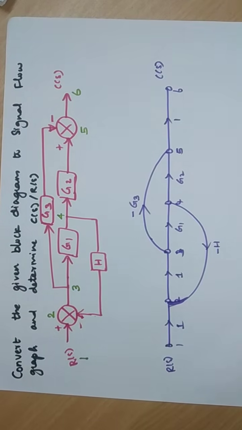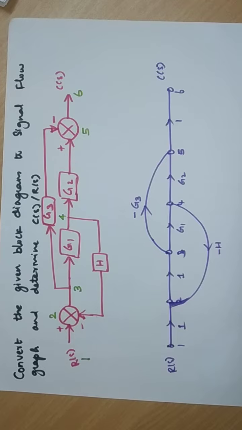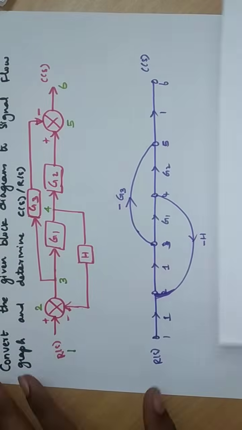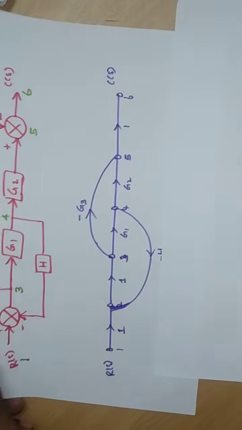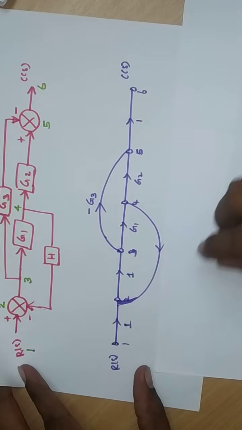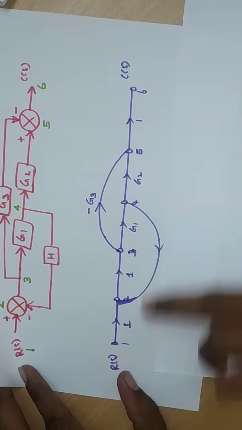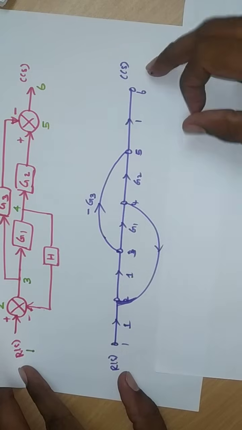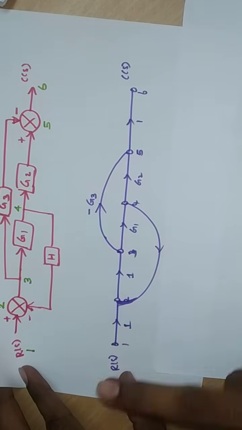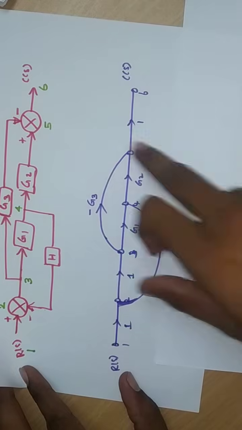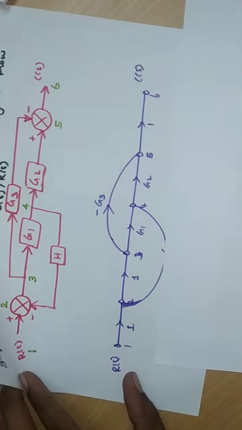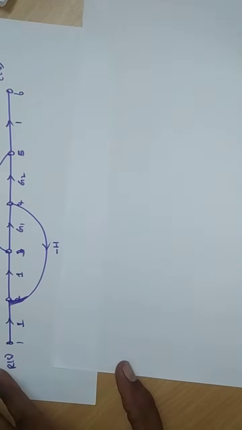Then we need to calculate the gain. I think this is very simple, a very simple signal flow graph, and this is having only 2 forward paths. This is starting from 1, 2, 3, 4, 5, 6, the first forward path. 1, 2, 3, 5, 6, the second forward path. So we can solve it quickly.